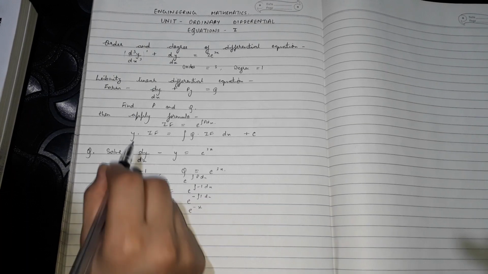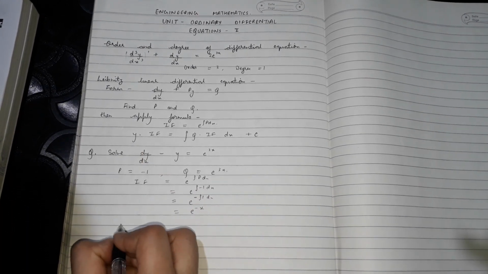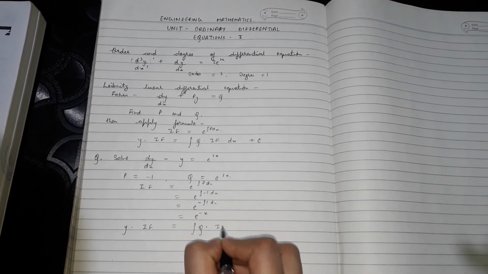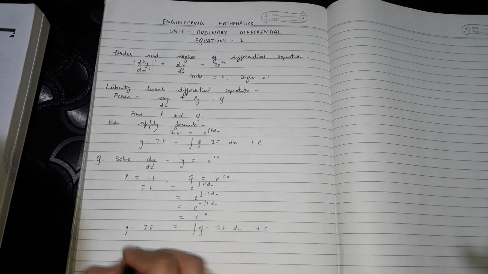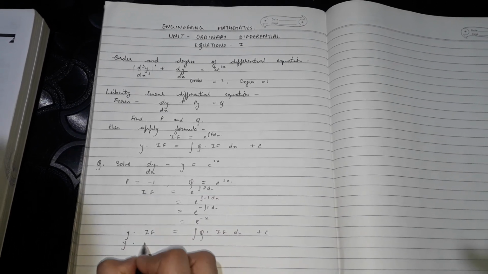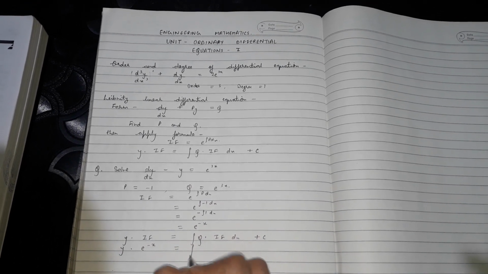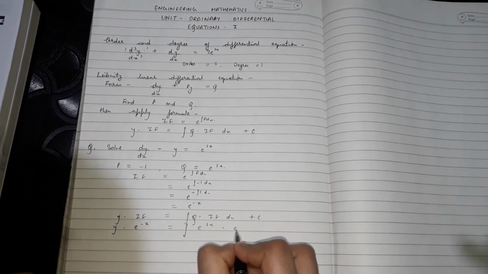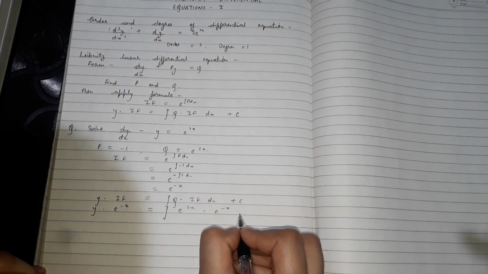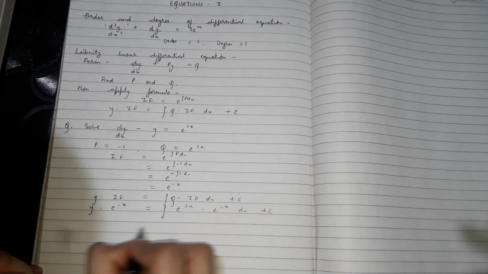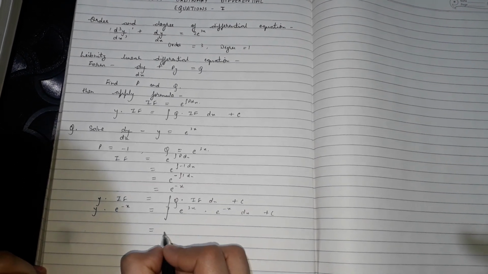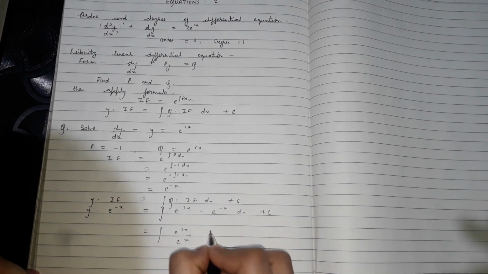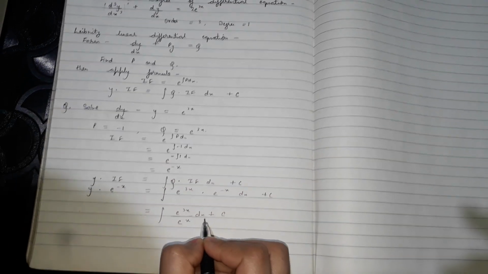Now applying the integrating factor in this formula, y into integrating factor is equal to integration q into integrating factor dx plus c. y into integrating factor is this, integration q. What is q? q is e to the power 3x into integrating factor, which is e to the power minus x, dx plus c. Now here it will remain as it is, e to the power 3x upon e to the power x, plus c, dx.